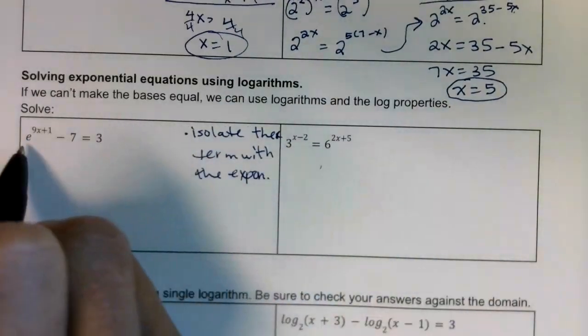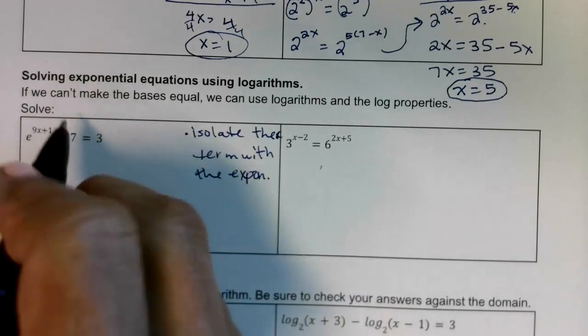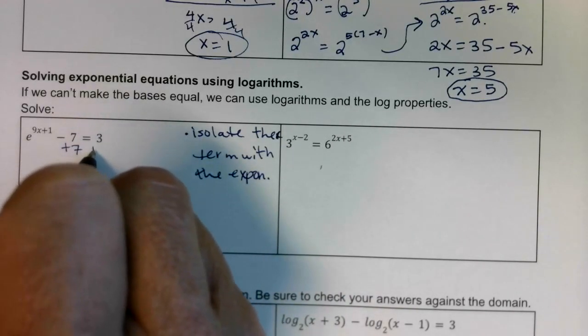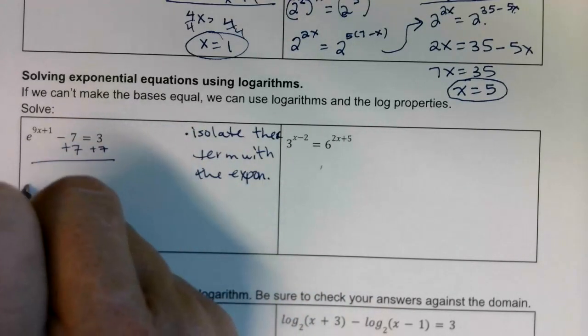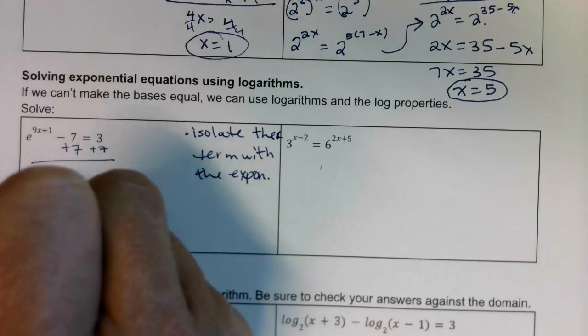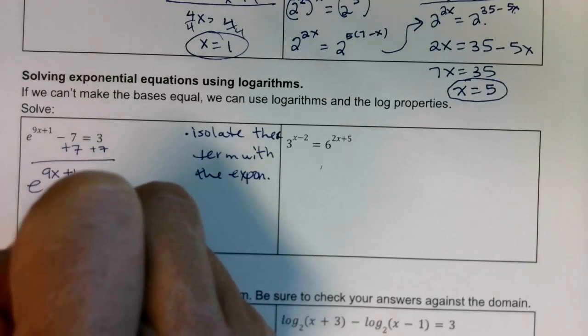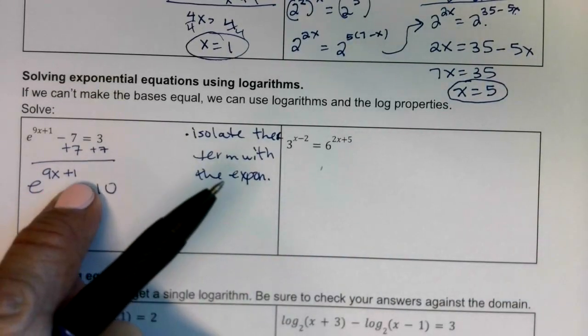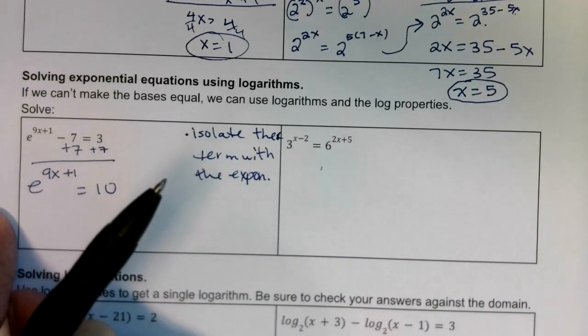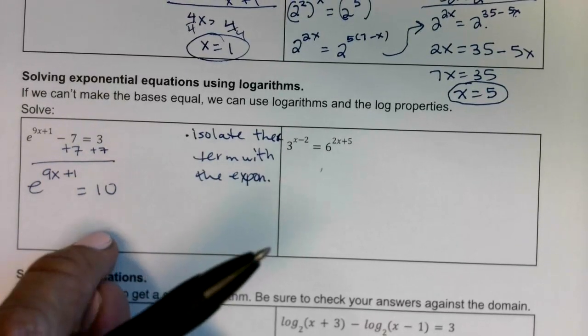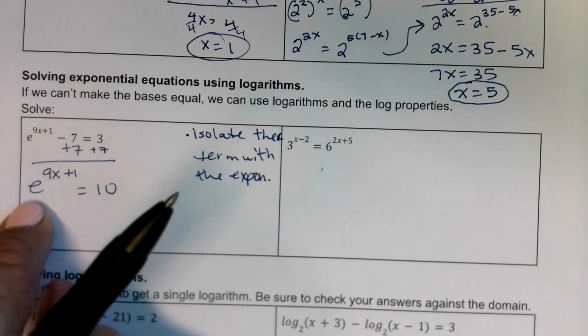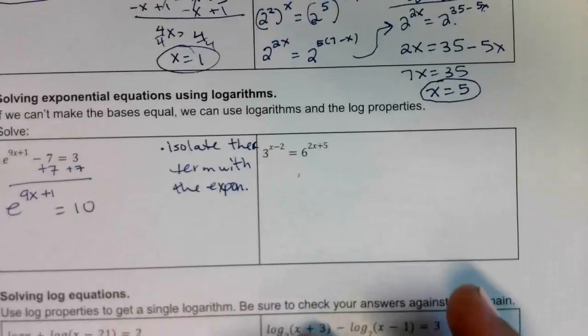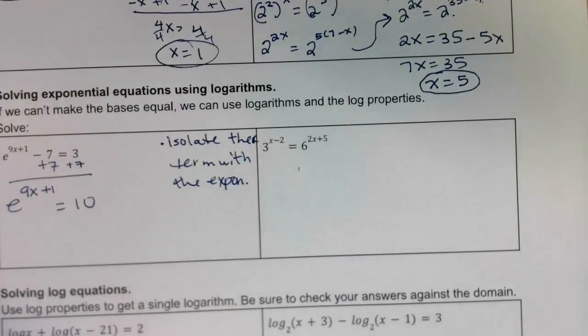Okay, so I want to get this e to the 9x plus 1 all by itself, so we're going to start by adding 7 to both sides. So now I have e to the 9x plus 1 equals 10. Okay. So now to get this 9x plus 1 down in front, what we're going to do is apply the log of the same base as the base in your exponent. Remember, they are inverse functions of one another. Exponents and logs are inverses, so they cancel each other out.